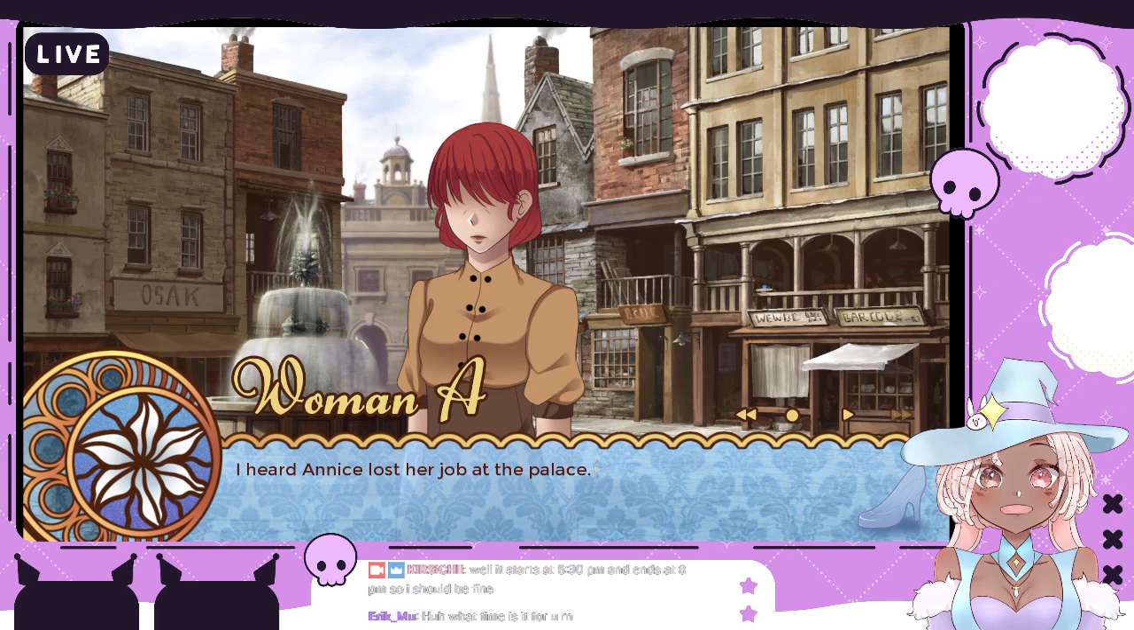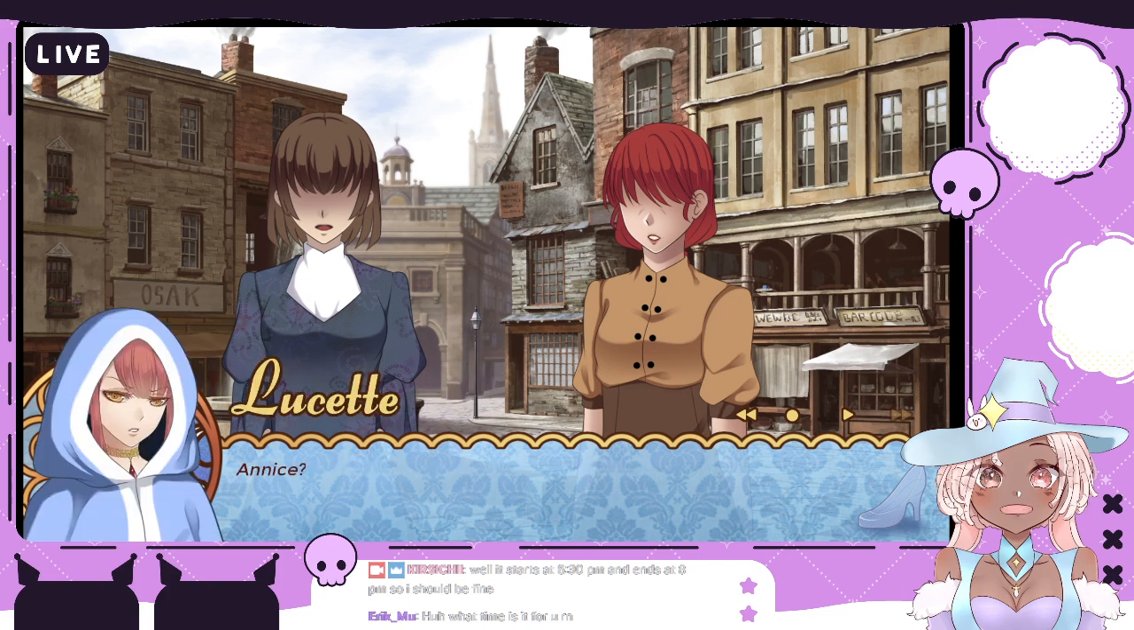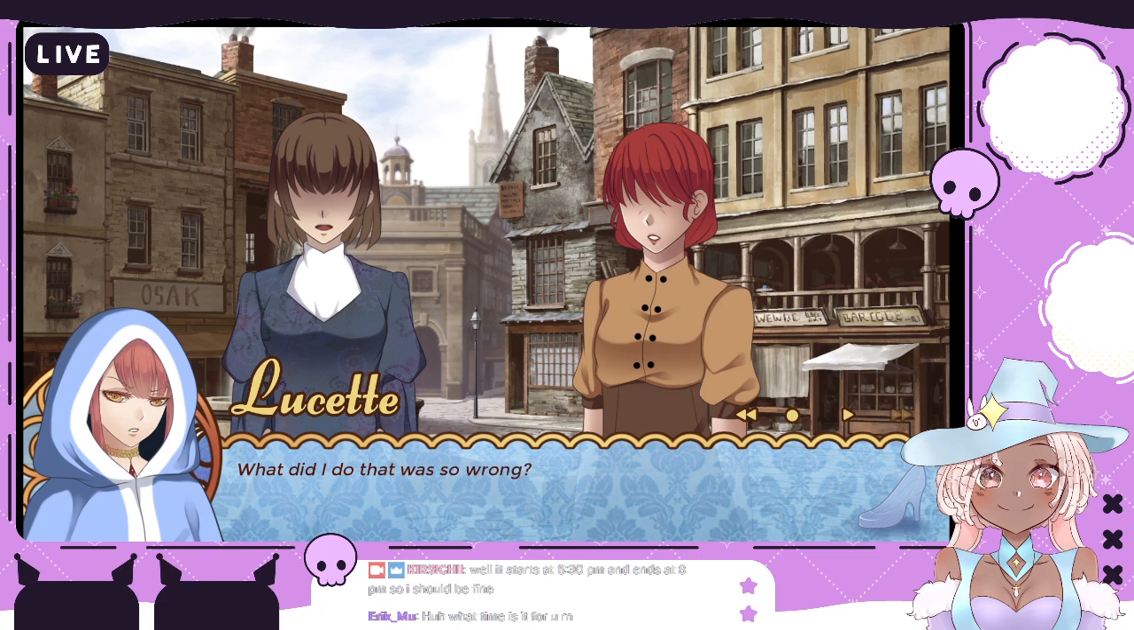I heard Agnès lost her job at the palace. It's true. Crown Princess Lucette made sure the poor girl was fired. I stopped in my tracks at the mention of my name. Not again. Agnès? Was that the name of that one maid that tore Dolora's dress? If so, my decision to fire her was justified. A palace maid cannot be clumsy. Why should I tolerate poor performance? What did I do that was so wrong?